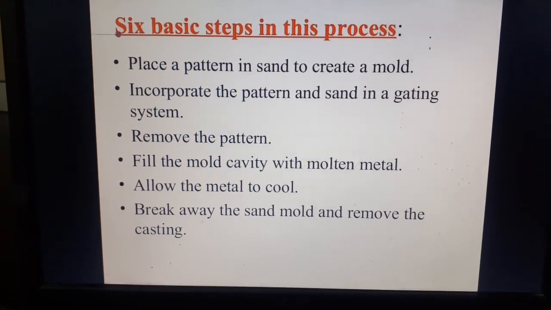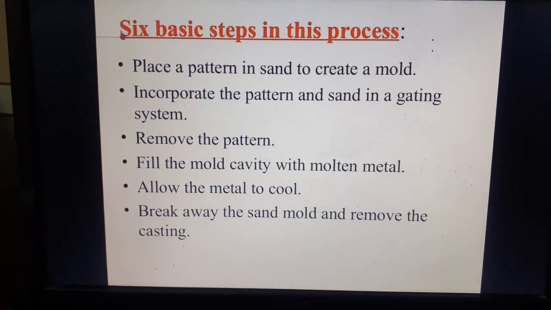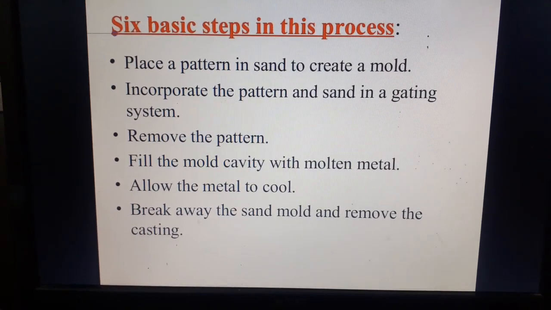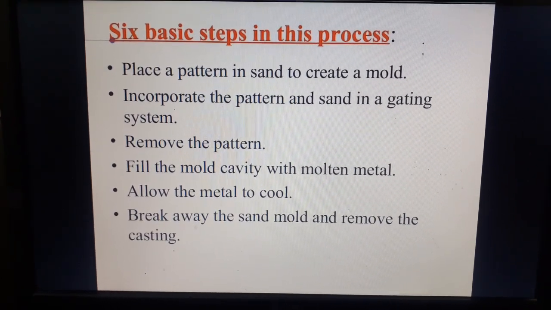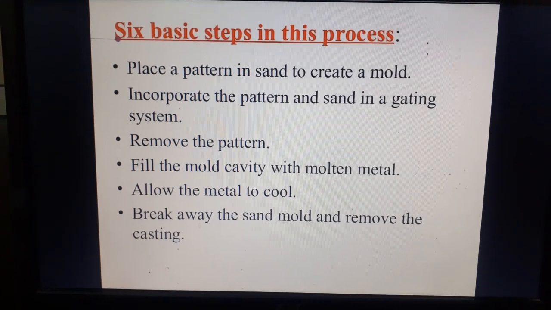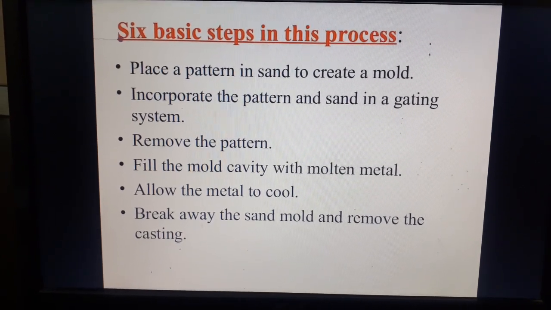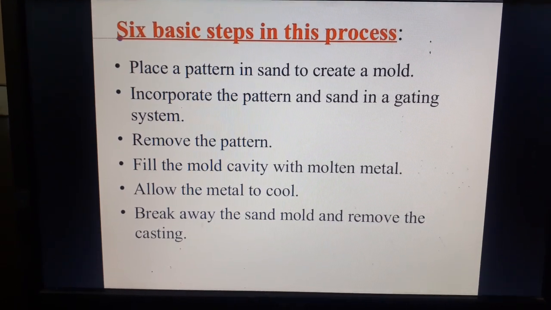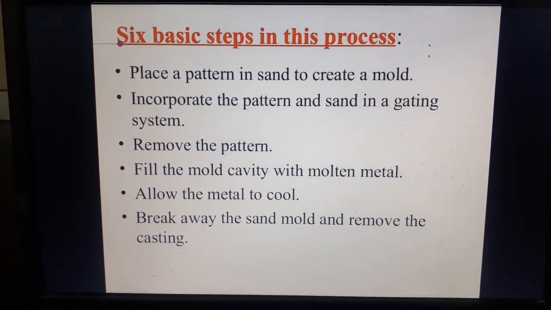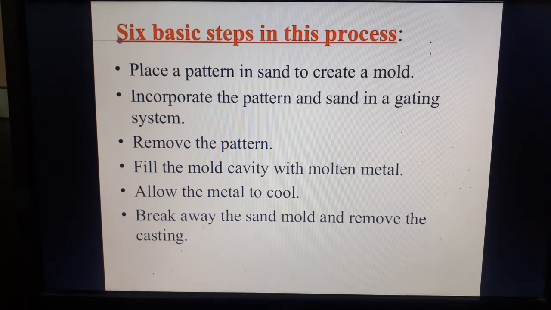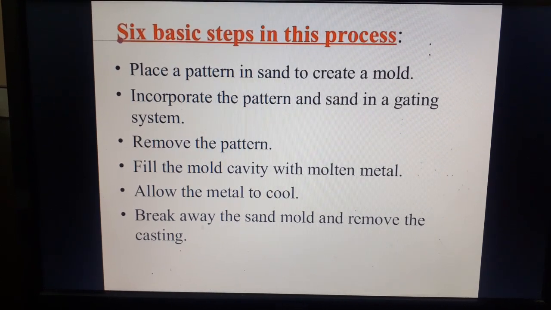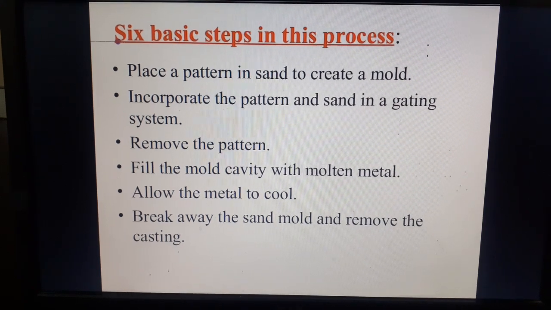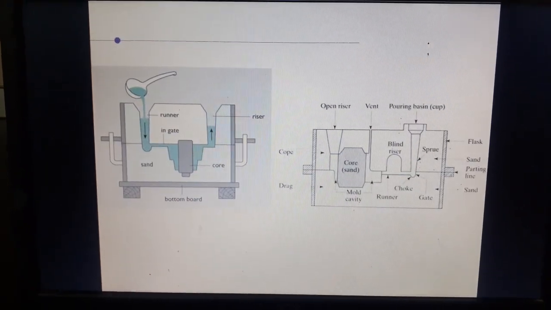First, we have to place a pattern in sand to create a mold. Then incorporate the pattern and sand in the gating system. Third, we have to remove the pattern, we have to break the sand around the pattern. Fill the mold cavity with molten metal. Then allow the molten metal to cool or to solidify. And the last one is break away the sand mold and remove the casting.